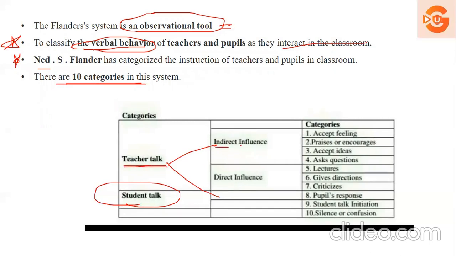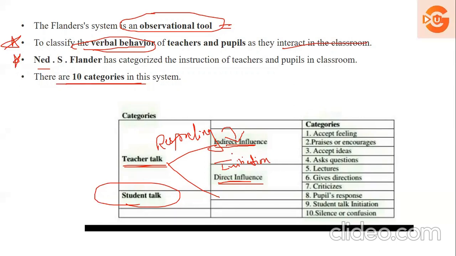When I'm talking about indirect influence, it means the teacher is responding. It's a response by the teacher. And when I'm talking about direct influence, it is an initiation by the teacher. How exactly does the teacher initiate?